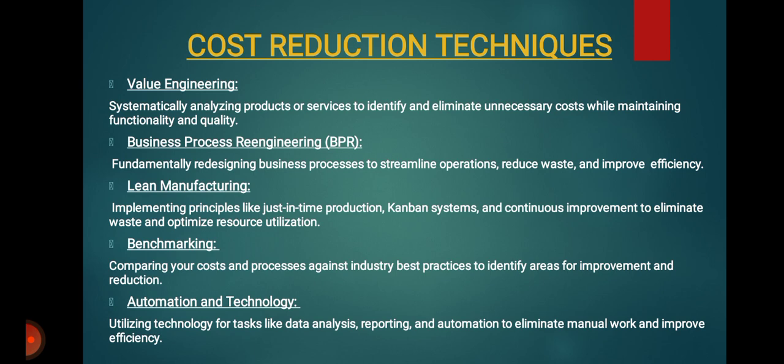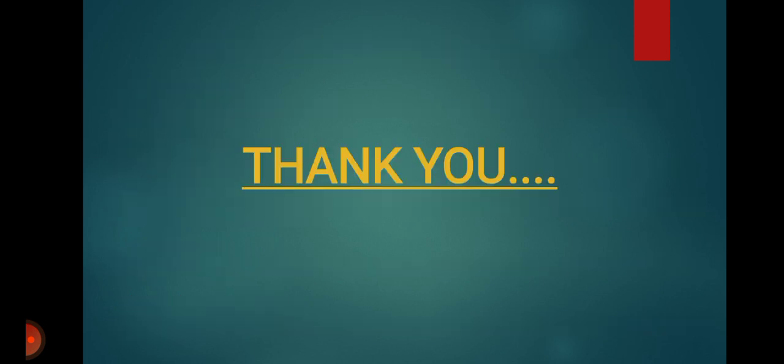And the next one is automation and technology. In automation and technology, we utilize technology for tasks like data analysis and reporting to eliminate manual work and improve efficiency. For example, several banks automate loan processing tasks because it reduces the manual work and associated labor cost. So that is another addition automation and technology gives to banks. So these are some of the cost reduction techniques, and before that we discussed the methods of cost control. So these are all our topics.